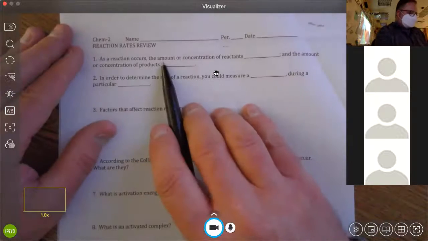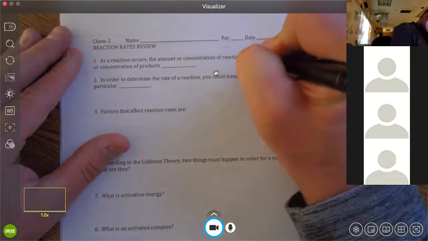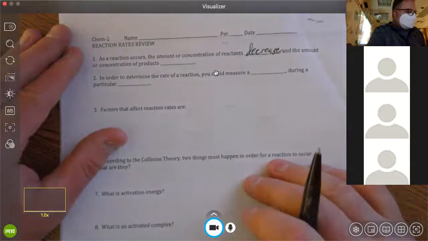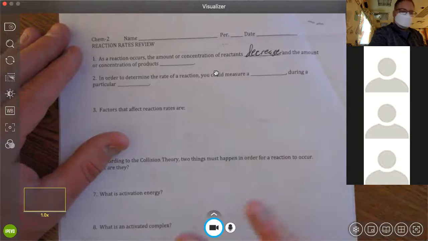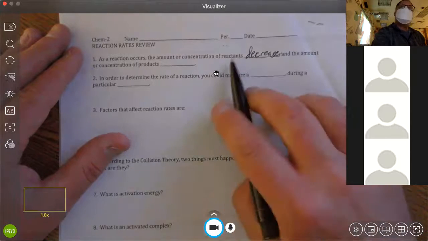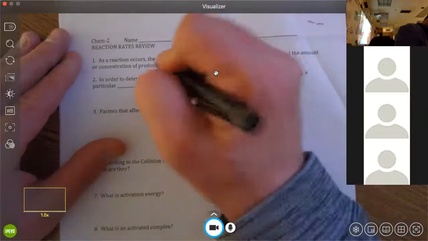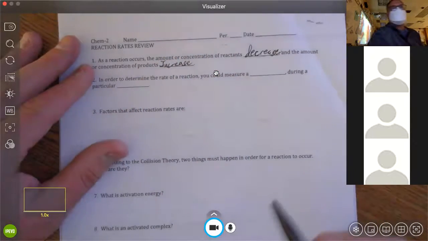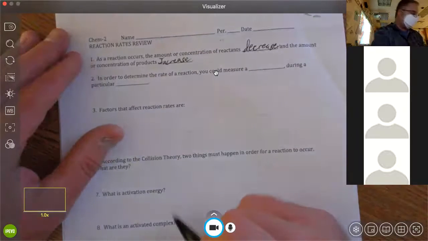So as a reaction occurs, the amount or concentration of reactants decreases. That's what we said about the dance. As time goes on, as you get closer to the dance, the amount of people without partners is going to decrease. So the reactants are what form the products. They decrease as time goes on. The amount of products increases. So this would be the number of couples going to the dance. It increases as you get closer to it.